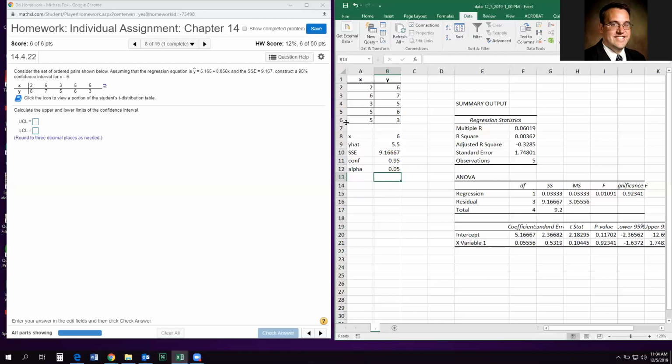In fact, before I even go any further, let me go ahead and figure out what my sum of x is, and then my sum of x squared, and that will help me a little later.